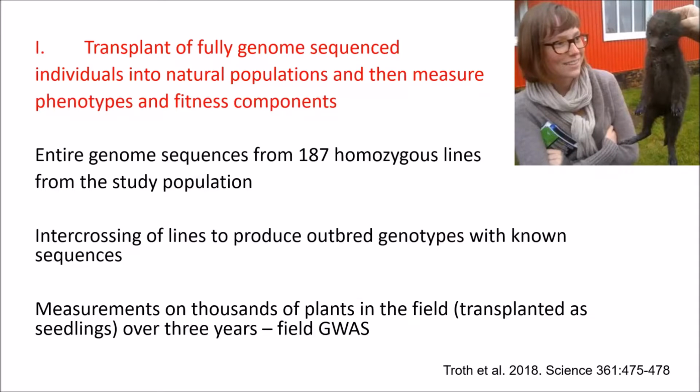We started with over 1,200 distinct lines, but after making them inbred, we ended up with a couple hundred. We fully sequenced those lines and then intercrossed them to produce outbred genotypes with known sequences. The advantage of this method is you're moving plants in there where you know the whole genome of the individuals, but you can replicate both inbred and outbred individuals and then measure their phenotypes and reproductive success.